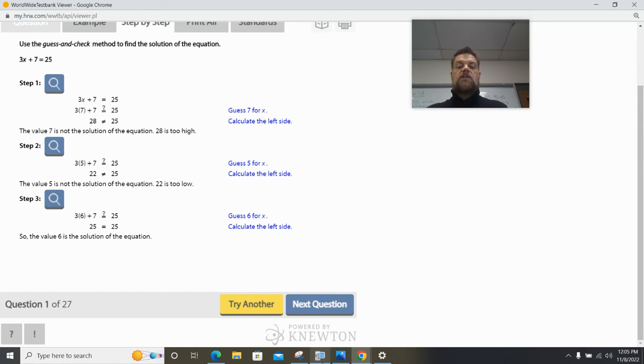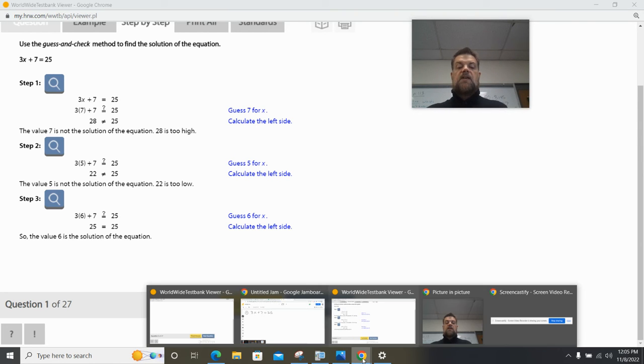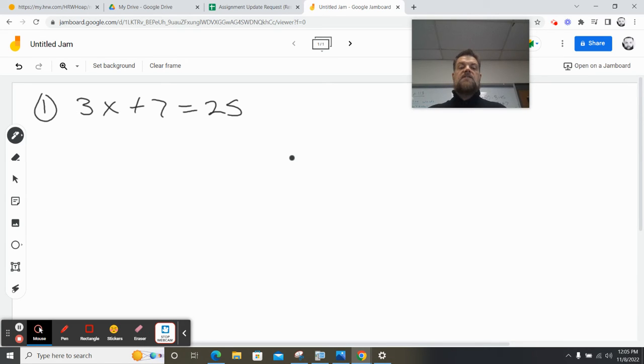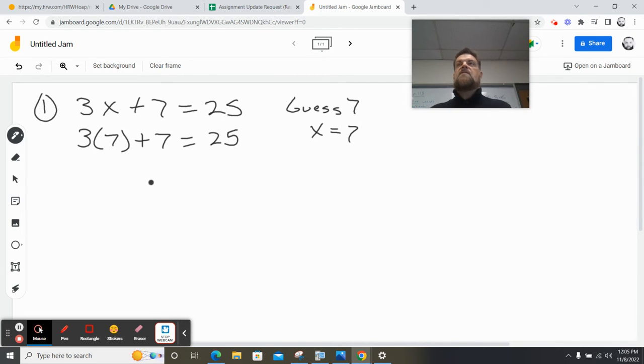So then what I'm going to do is I'm going to come in here and it says guess 7. So I'm just going to say guess 7. And so when you say guess 7, you're going to say x equals 7. 3 times 7 plus 7 should equal 25. What's 3 times 7? 21. Plus 7. And so you get 28.